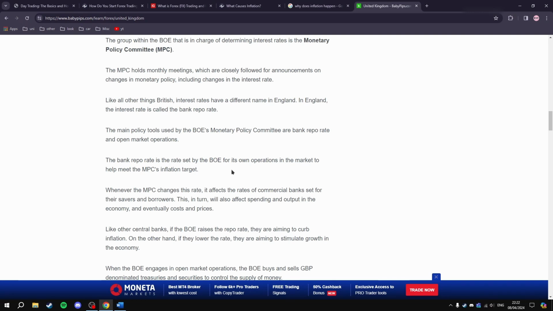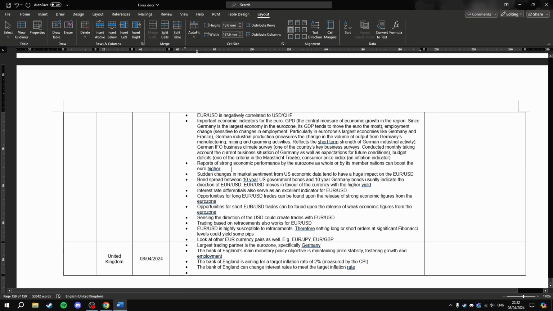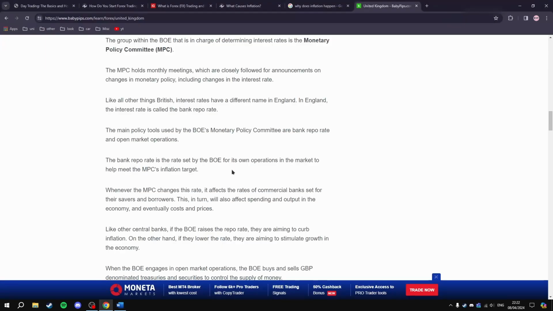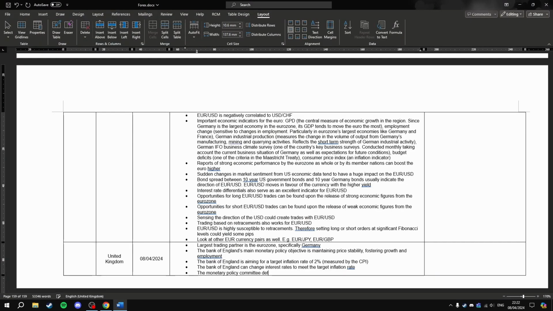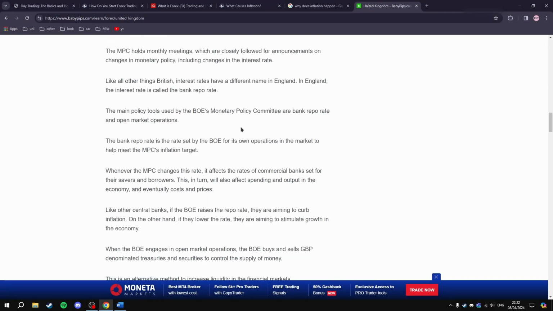The group within the Bank of England that is in charge of determining interest rates is the Monetary Policy Committee. The Monetary Policy Committee holds monthly meetings which are closely followed for announcements on changes in monetary policy, including changes in interest rates.